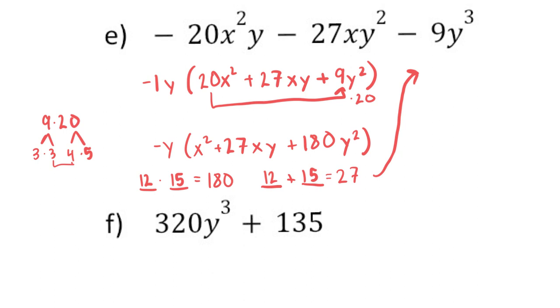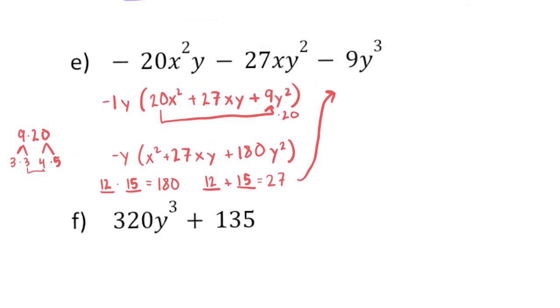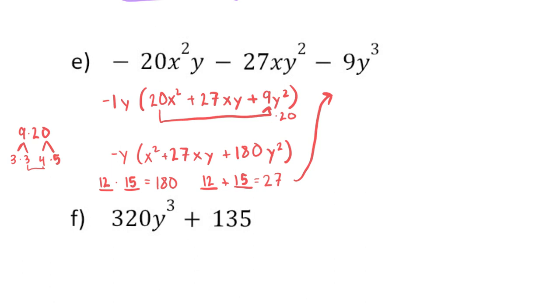That would factor to, don't forget the negative y, x plus 12y, x plus 15y. Now we are not done with this problem, and that is very important to remember. We multiplied that 20, so we have to go back and divide it back out at the end. So we do that.